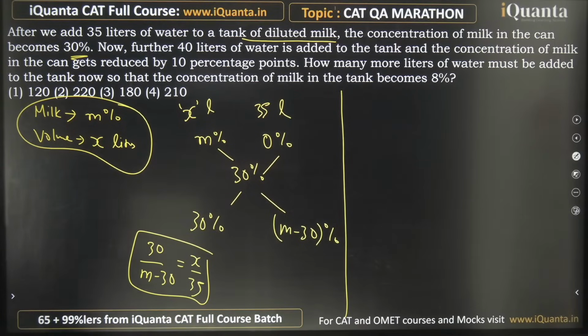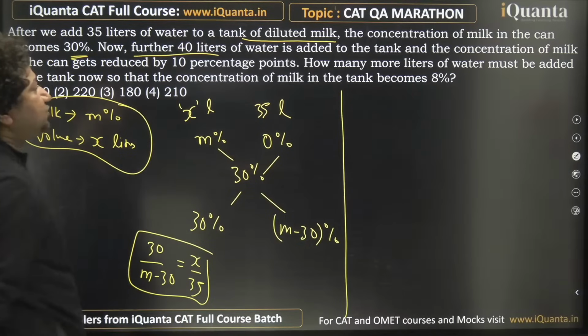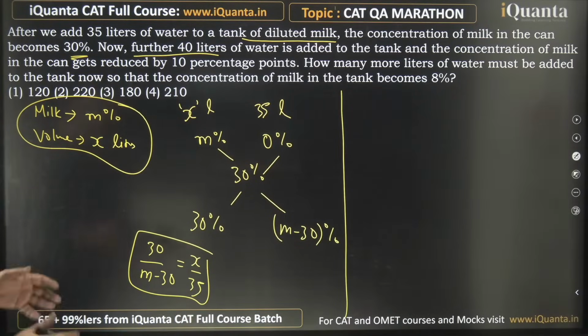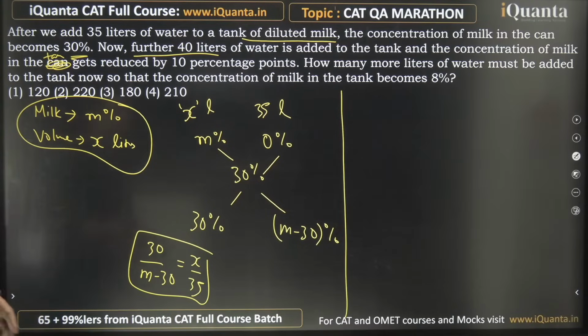Do you get that? Got it? Okay. Now, further, 40 liters of water is added to a tank, and the concentration of milk in the tank gets reduced by 10 percentage points. By 10 percentage points. That means now the new concentration becomes 20%.